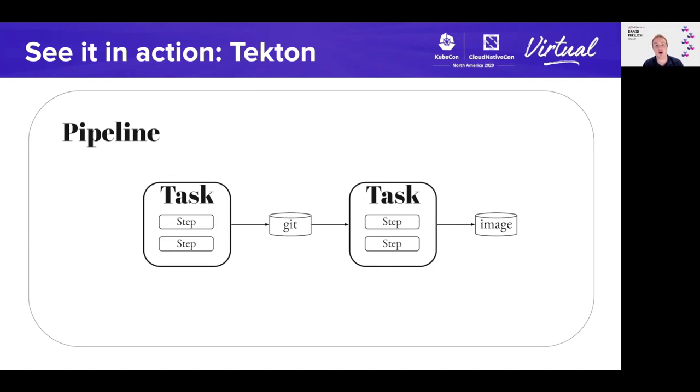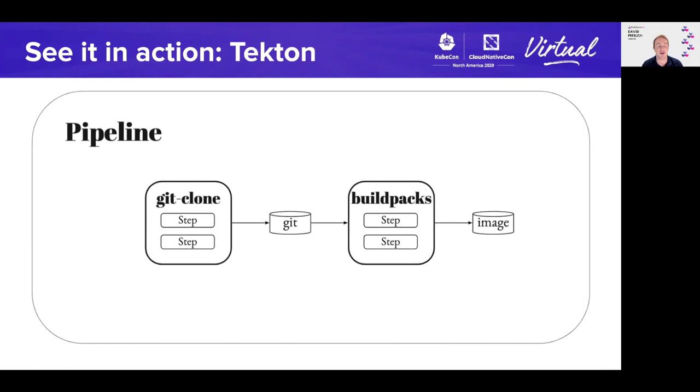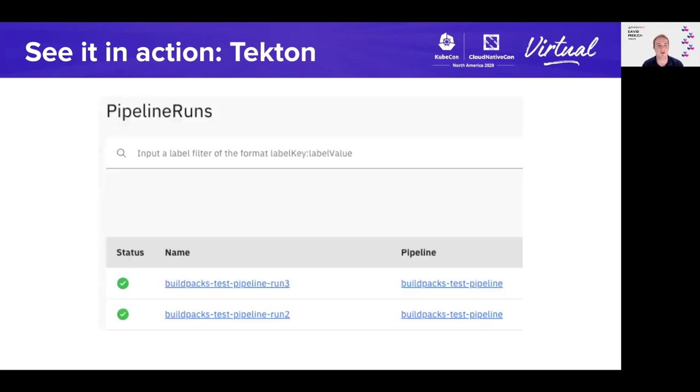Finally, in order to run a pipeline or task directly, you create a pipeline run or task run object. To make this a bit more concrete, in the example pipeline we'll be demoing, we've used two tasks, git clone to clone the repository we're interested in monitoring, and buildpacks to build and push the resulting image. Over here, we can see successful pipeline runs, which have pushed their changes to the resulting image.